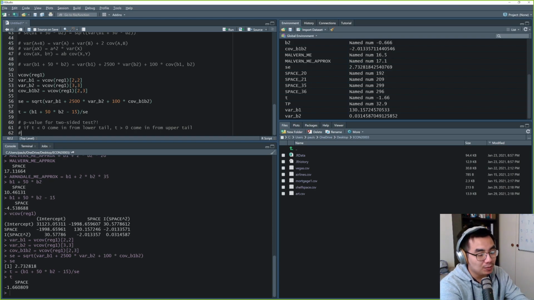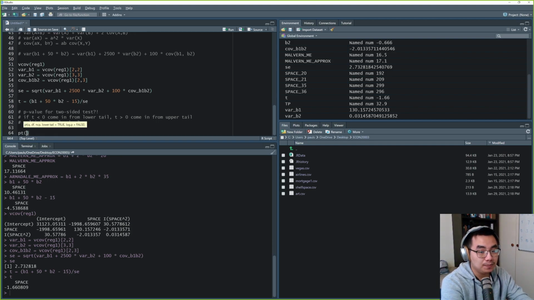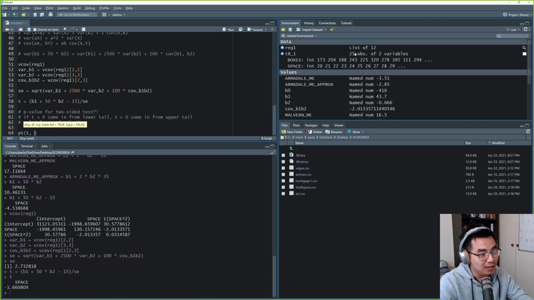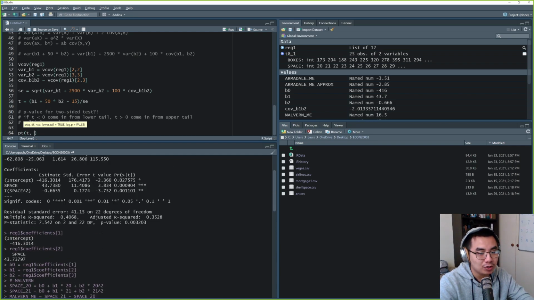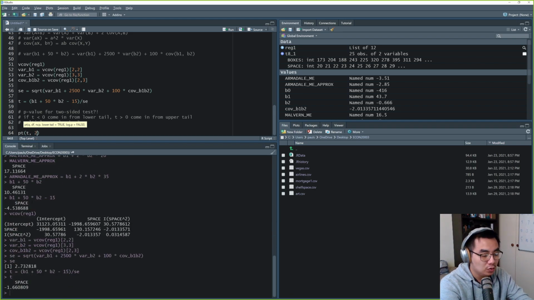Then you have to multiply the p-value by 2 because it's a two-sided test. So pt, let's put in t as our input, comma, degrees of freedom will be 22, so 25 minus 2 minus 1. You could also check the regression output, which tells you right here, 22 degrees of freedom. And then you have to say lower tail is equal to true or false. Like I said, because this is negative, you're coming in from the lower tail, so lower tail is equal to true, because you're coming in from the left.